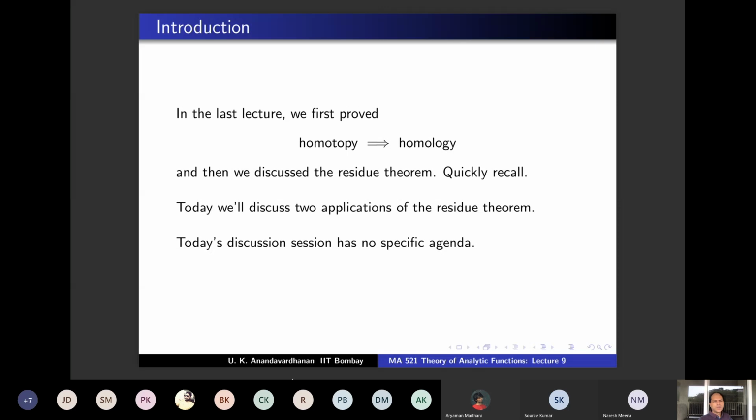No specific agenda. You can ask questions, we can discuss whatever we want to have.